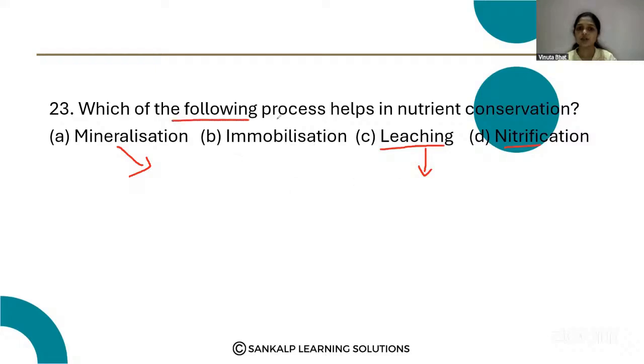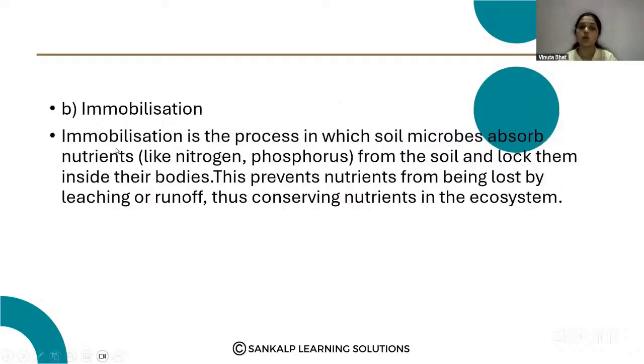So which one of the following processes helps in nutrient conservation? To conserve the nutrients, immobilization is helpful. What is immobilization? It is the process in which soil microbes absorb nutrients like nitrogen and phosphorus from the soil and lock them inside their bodies. This prevents the nutrients from being lost by leaching or runoff, thus conserving the nutrients in the ecosystem.